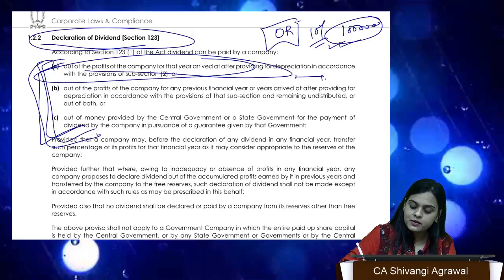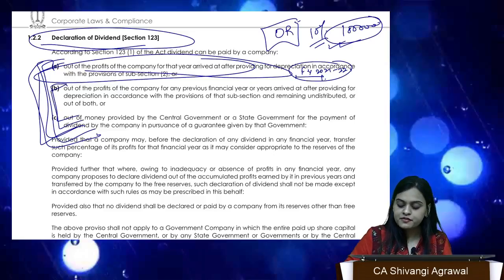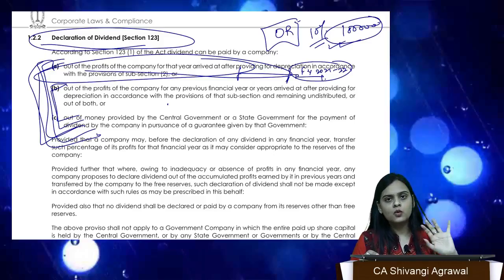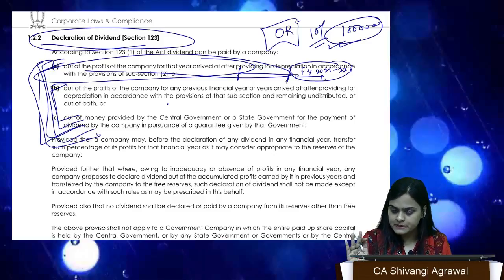Current year means supposedly you are declaring dividend for financial year 21-22, then the profit of this particular year. You can also give away dividend from the profits of previous years which have not been transferred to reserves. That means you have the balance of P&L account lying in your balance sheet. From that, you can give away dividend.